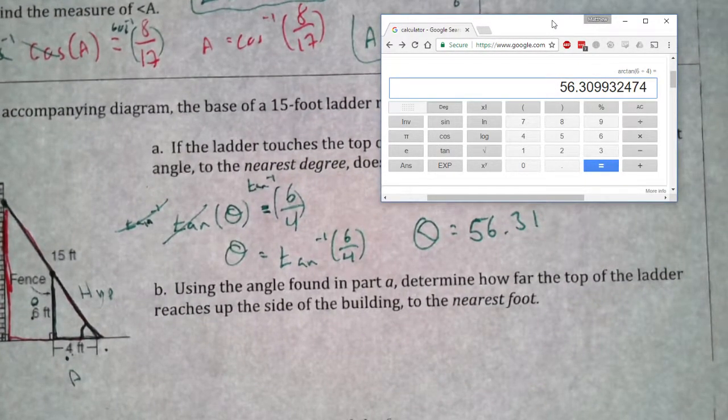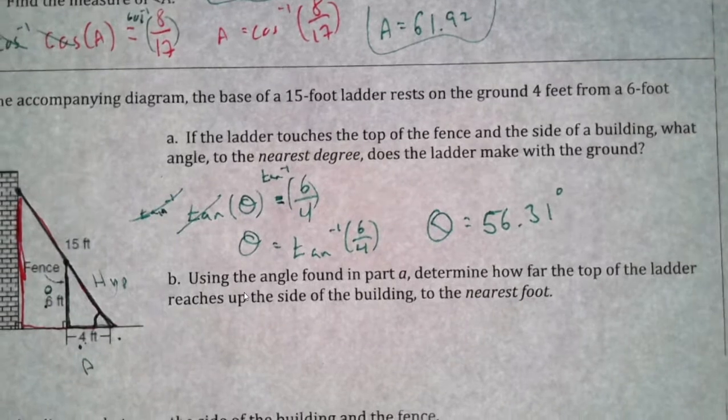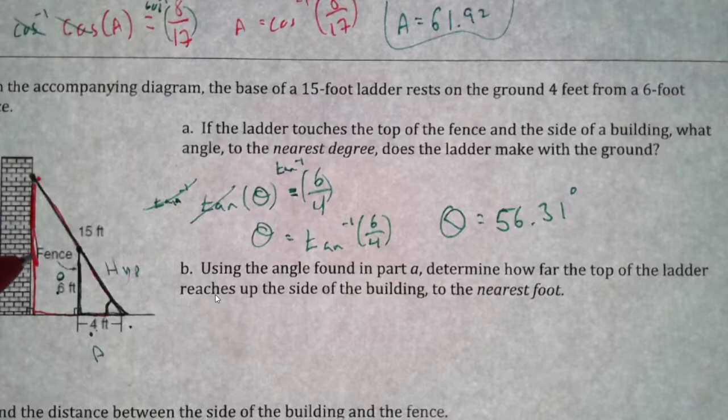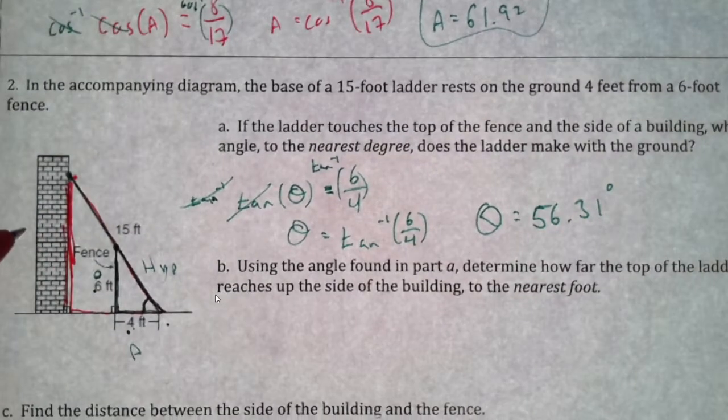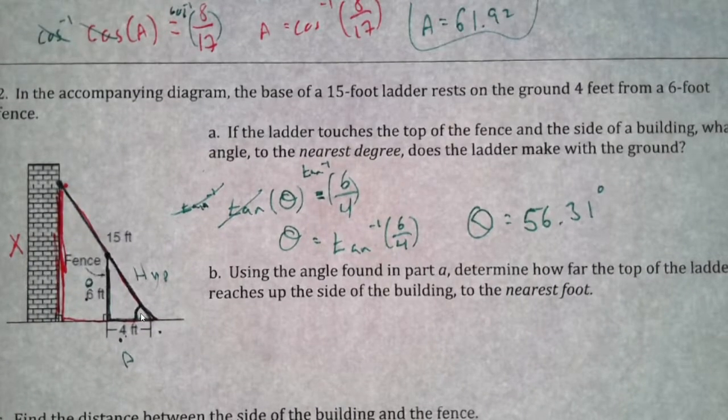Using the angle found in part A, determine how far the top of the ladder reaches up the side of the building to the nearest foot. So the top of my ladder is over here, and it wants to know how far up the ladder reaches on the side of the building. So it wants to know this missing side over here. We'll call that X.